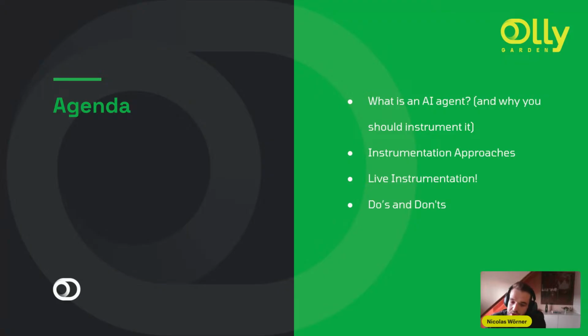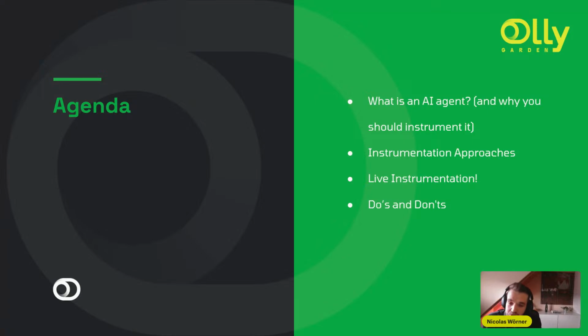After that, I want to go a bit more into detail how we can instrument the agent. There are different approaches out there, what you can use and how you can instrument such an agent. And all of those different approaches also have their own pros and cons. So I want to talk a little bit about that. And then in the end, we come to the final part where we actually instrument our agent live, or I prepared the instrumentation, but I'm going to show live the instrumentation of our agents. And in the end, I just want to wrap up with some do's and don'ts, what you should watch out for when you instrument your agents.